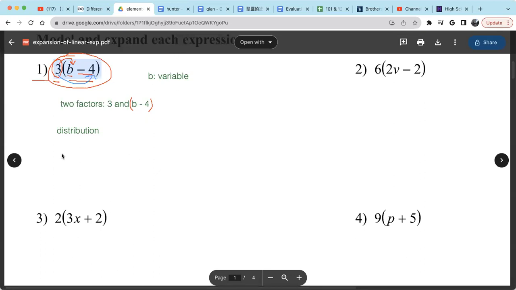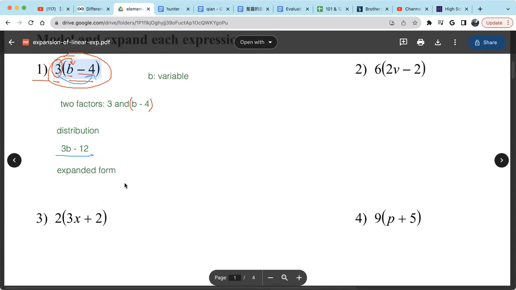So what do we get? Distribution means multiply. So we multiply 3 with B. Then we multiply 3 with -4. Because it's B - 4, we just inherit the negative sign. So 3B minus 3 times 4, which is 12. And that's it. Now we see this is not in a factored form. This is in what we call expanded form.